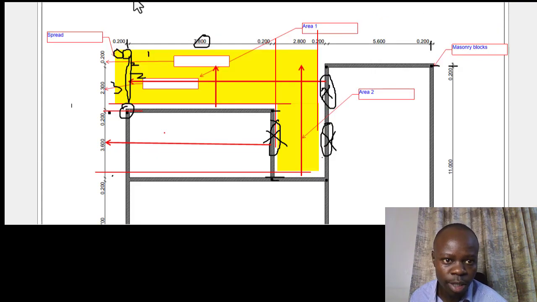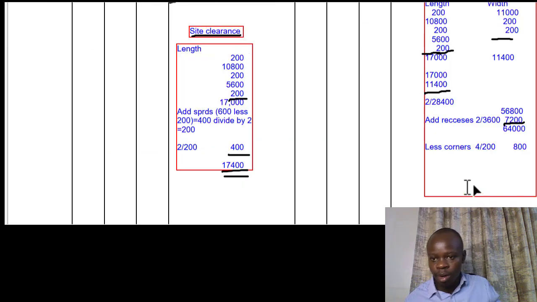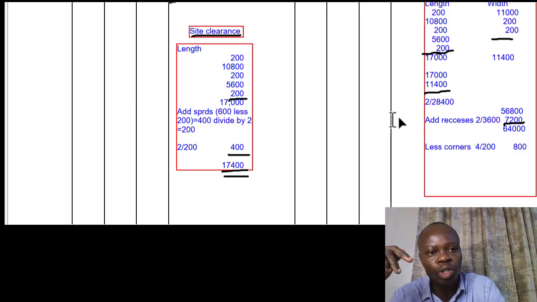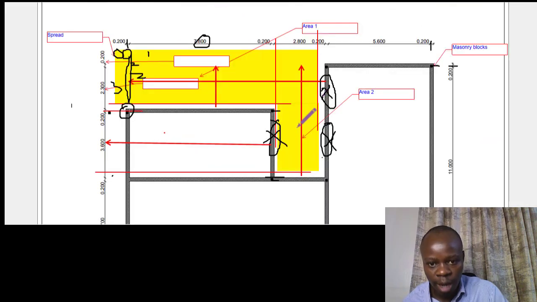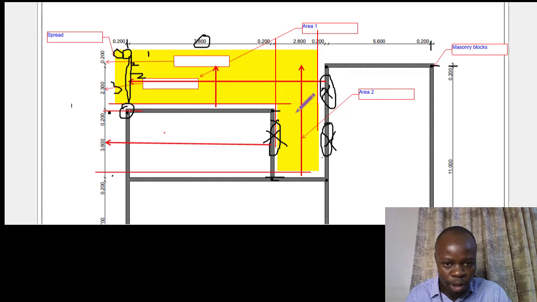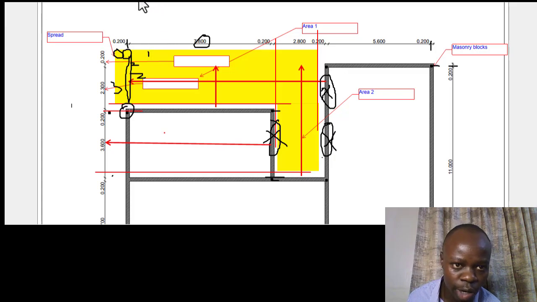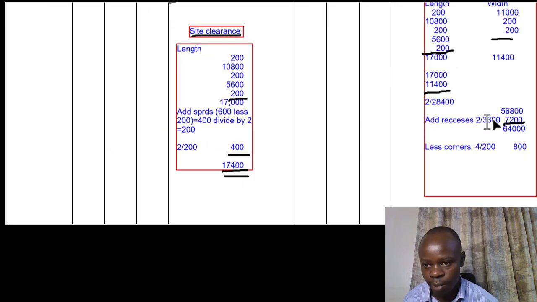So what that means is that now we are going to less the corners. And also, just as a reminder, you realize that we have taken all the dimensions from the external faces, and that should even apply for the recesses. So for the recesses, we take the full dimension from the external faces of that particular wall. That is what's going to give us the correct answer.